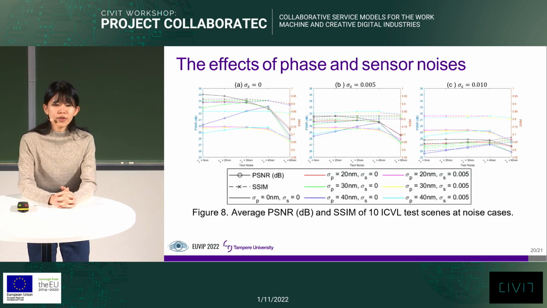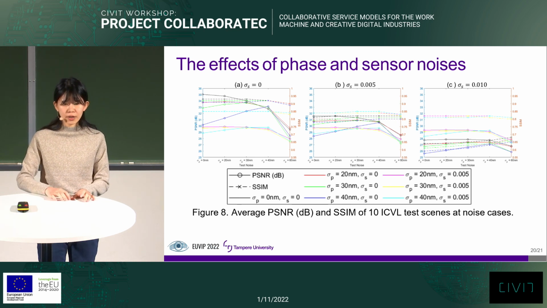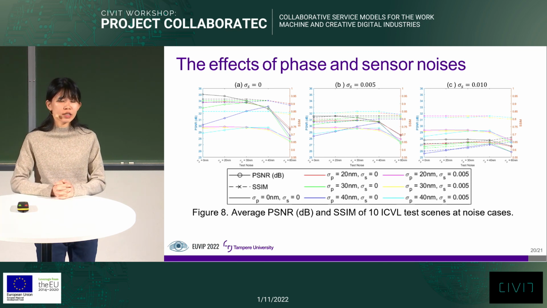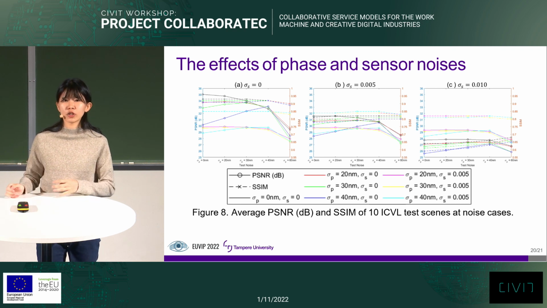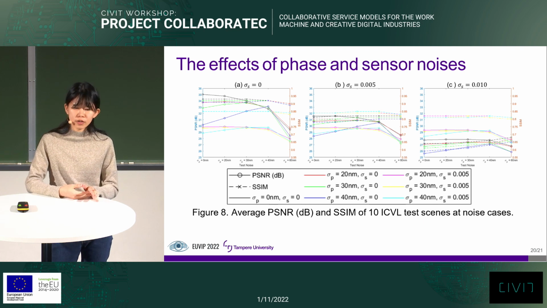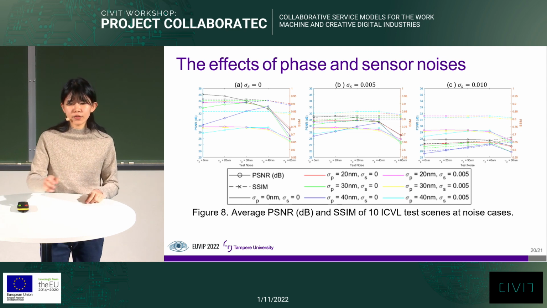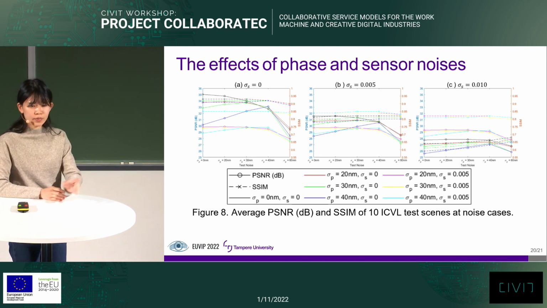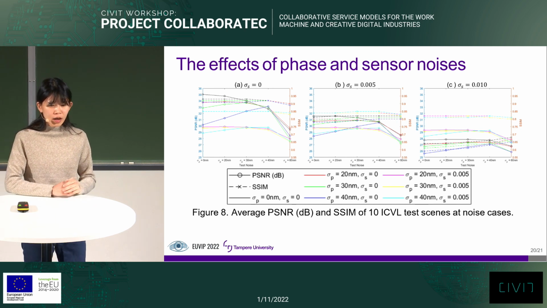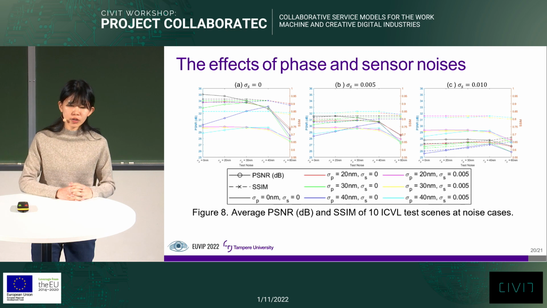And lastly, the effect of the phase and the sensor noise. Phase noise is added to the height map because of fabrication, and sensor noise is added to the captured image. Both are using Gaussian random noise with different standard deviation values for each network, colored by different colors, and the black color shows the network trained without any noise.